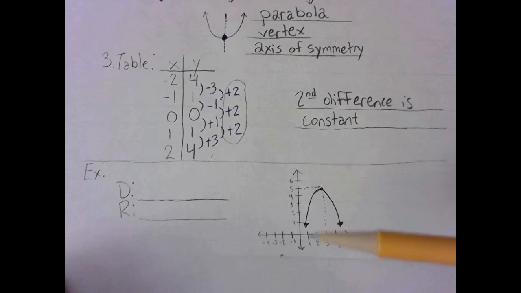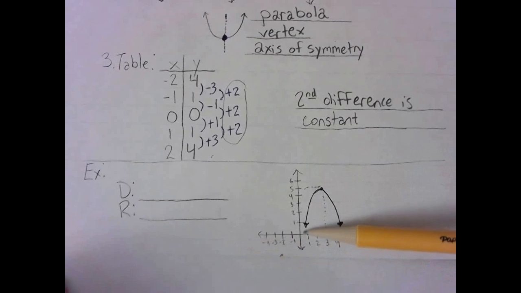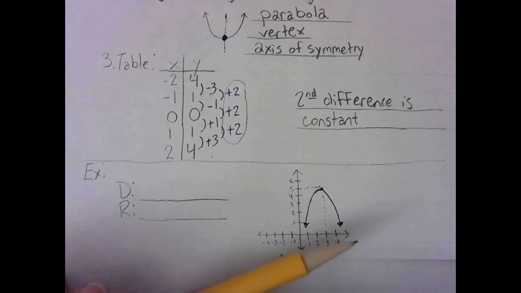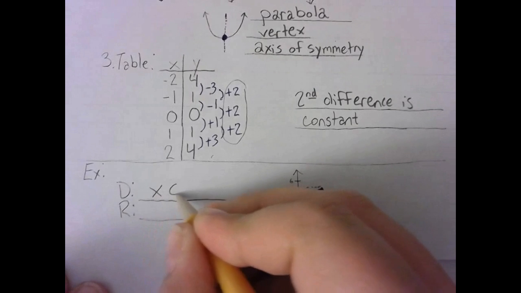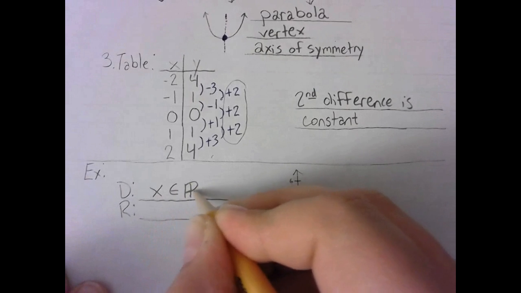So domain. Remember, domain is left to right. Going left, it looks like it goes on forever and ever. How about going to the right? Yeah, same thing. It's going to go on forever and ever. So that means our domain is x is in the set of all real numbers.